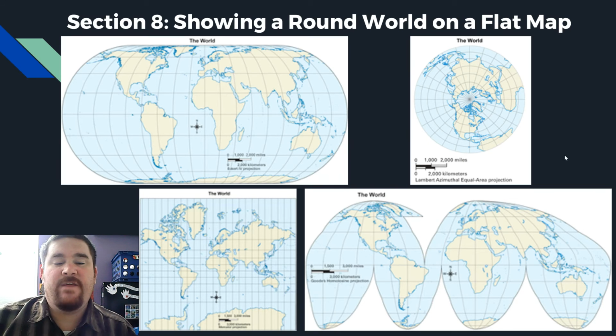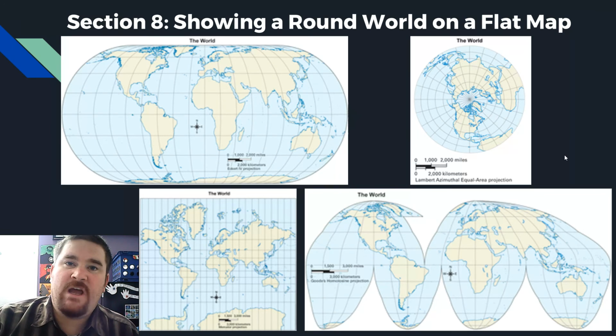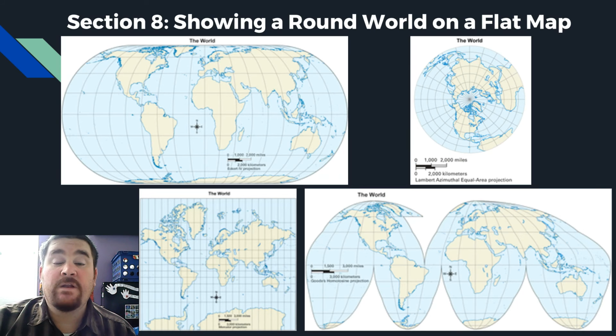But just understand that every map you're going to see is a slightly different projection, depending on what the geographer wants to show you. They're going to pick the projection whose strengths suit them, because the weaknesses don't matter as much depending on what kind of information they want to show you.